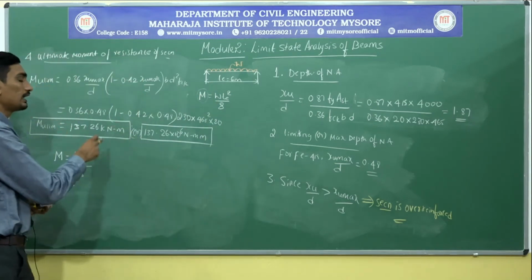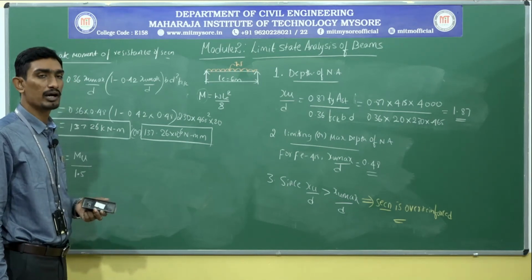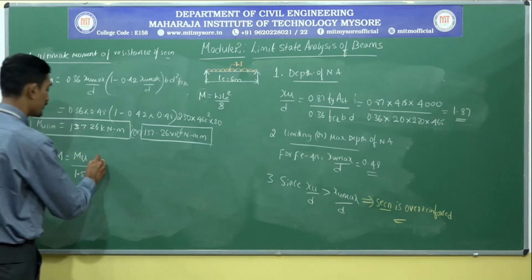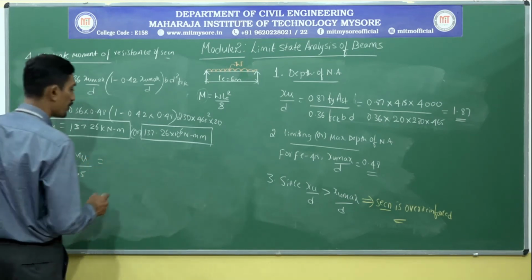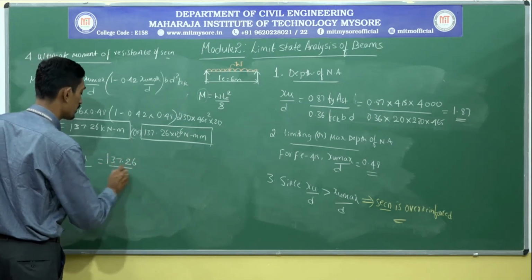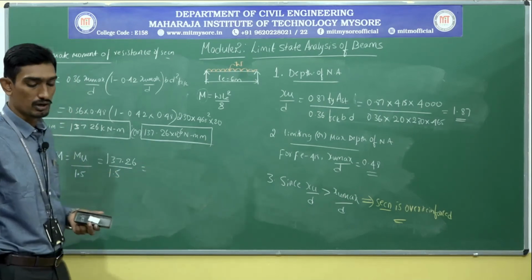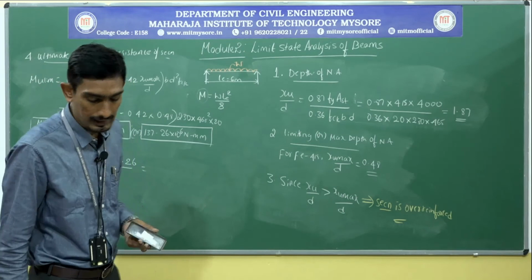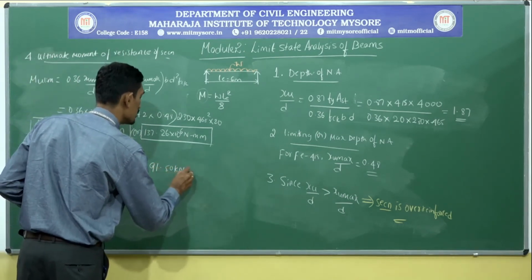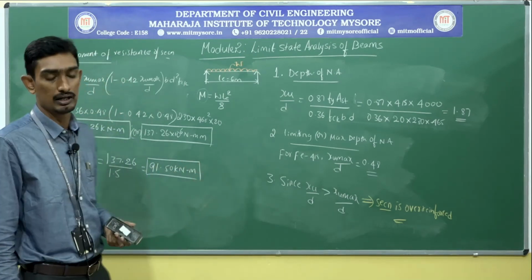Hence, you are going to calculate the unfactored moment. But we have calculated the ultimate moment. Hence, convert ultimate moment into unfactored moment. So that is M is equal to Mu by 1.5, that is 137.26 kilonewton meter divided by 1.5. This works out to be 91.50 kilonewton meter. This is the unfactored moment.